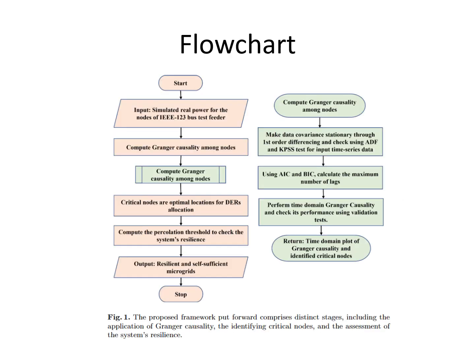The flow of the proposed work is as follows, which includes the application of Granger causality and identification of critical nodes, followed by the assessment of system resilience. For that, we have simulated real power for the nodes of the IEEE 123 bus test feeder and then computed the Granger causality among the nodes. To perform the Granger causality among the nodes, we made the data covariance stationary through first order differencing and checked using the ADF and KPSS tests for the input time series data. Then using AIC and BIC criteria, we have calculated the maximum number of lags.